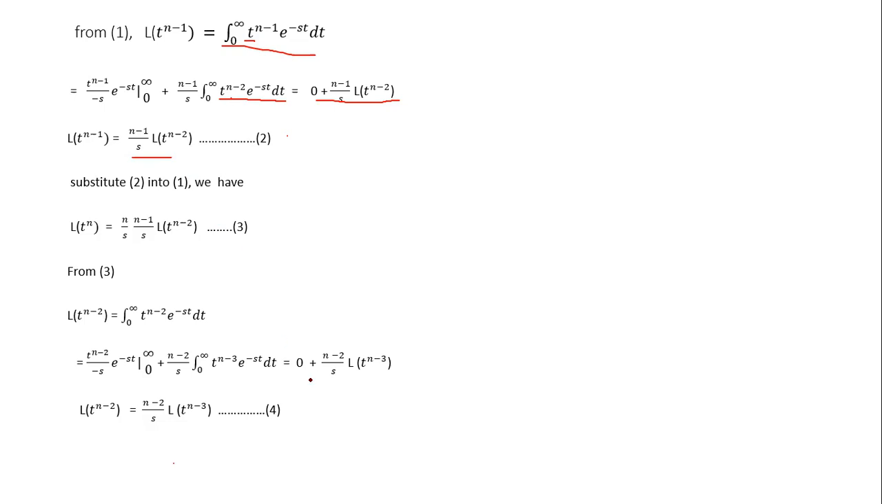So that's what we are having here. If you also move on to transform Laplace of t^(n-3), that will also give us (n-3)/s multiplied by Laplace of t^(n-4). So it goes on and on. So we have equation 1, equation 2, equation 3 going.